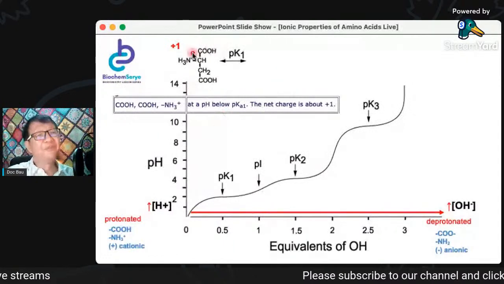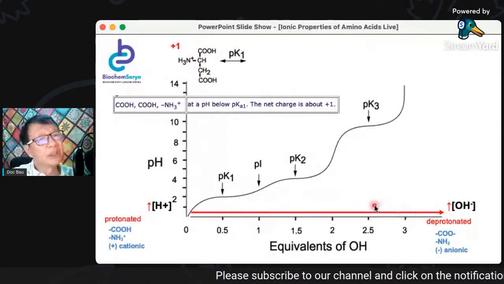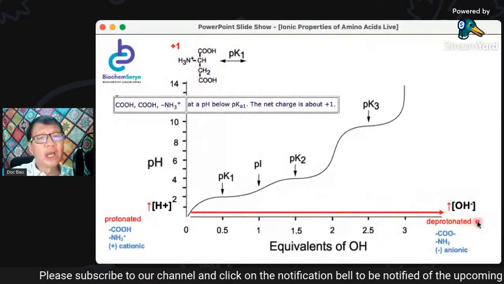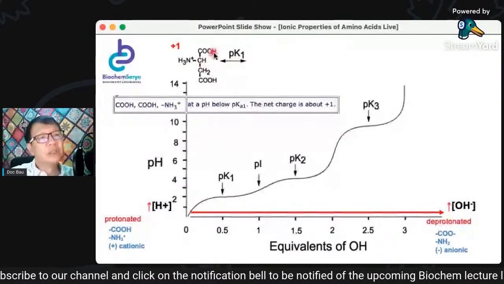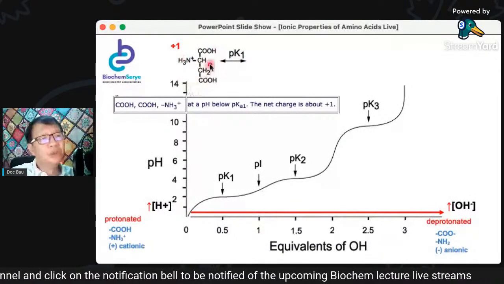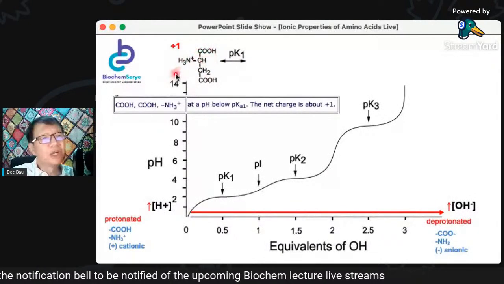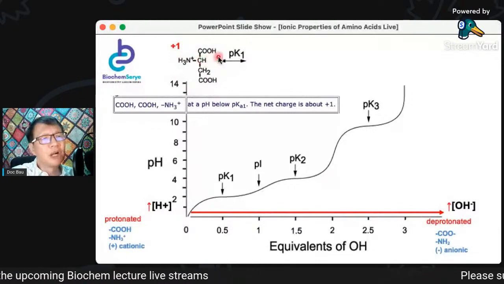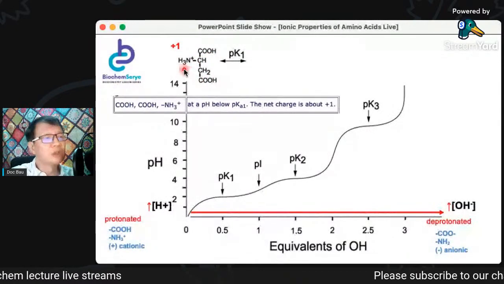So what happens now? We're titrating. We're adding more hydroxide ions. Look at this. If I'm going to ask you which of the three functional groups will give first, who will give first? Your alpha carboxyl, your beta carboxyl, or your alpha amino?